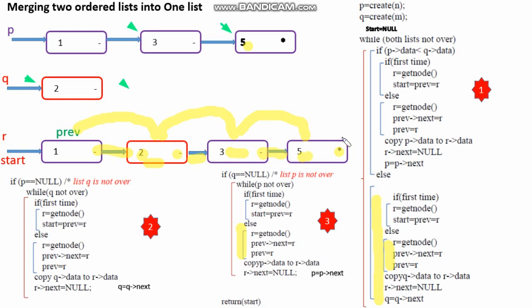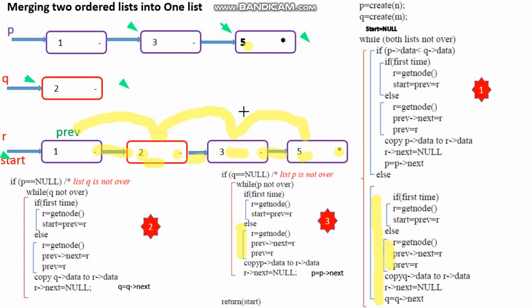Now P becomes P next. Now P is outside, P is now equal to null, so P is over, this portion is over, so the algorithm comes out. This was the last part. Return start. So what I will finally return is the start of the list, that is this, my resultant list. So all else is over.